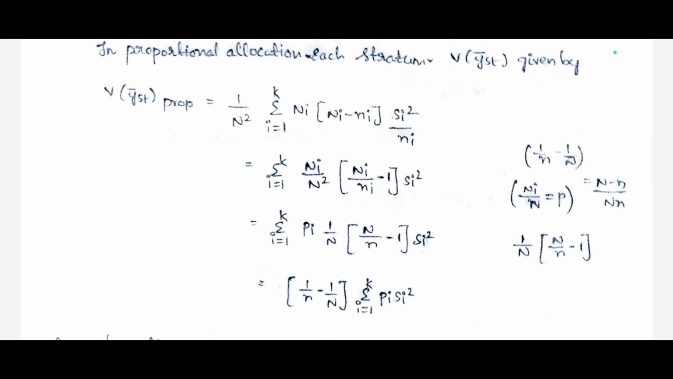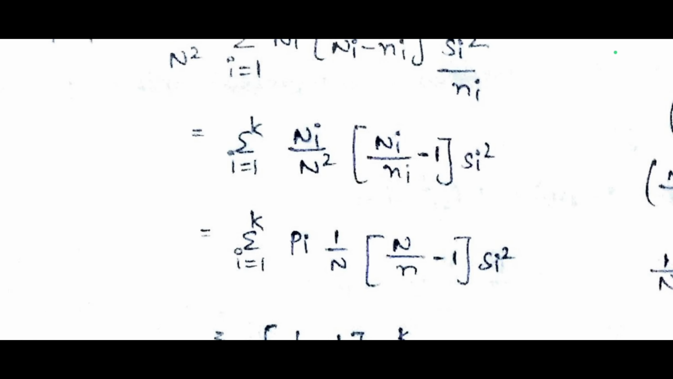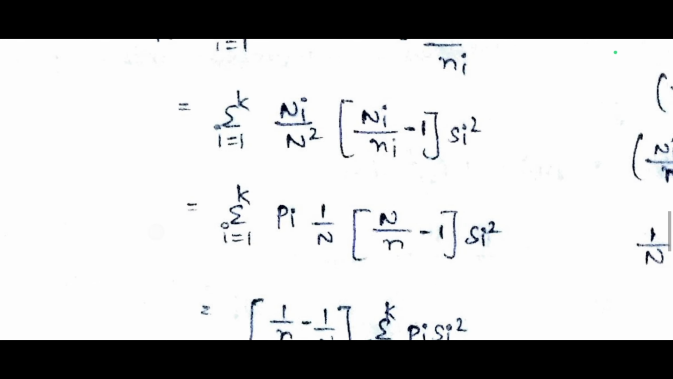1 by n square summation i runs from 1 to k of Ni into Ni minus ni of S square divided by ni. Here we are replacing that value with the P. So the p value can be replaced with ni divided by capital Ni. This will become 1 by n square, in the second step, Ni of Ni minus ni of S square divided by ni. If you do the cross multiplication, you will get the same.